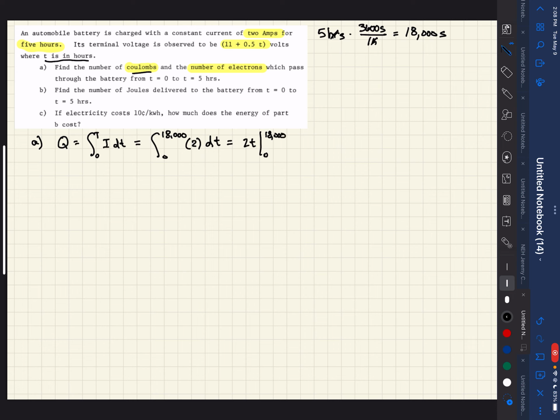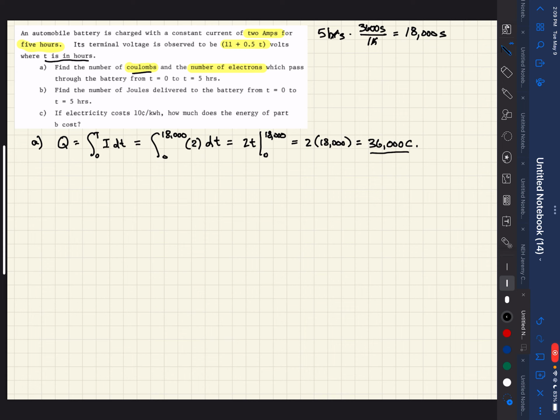So this is just simple calculus now. When we evaluate that, this now becomes 2 times 18,000. And when we multiply that, we'll have amp seconds. So when we multiply that out, that gives us 36,000 coulombs. So there's the answer to the first part of A.